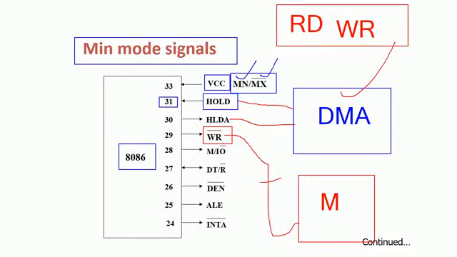So that is about the DMA controller. And the write signal is nothing but to perform the write operation by the microprocessor on the memory device or on the IO device. We are going with WR bar.